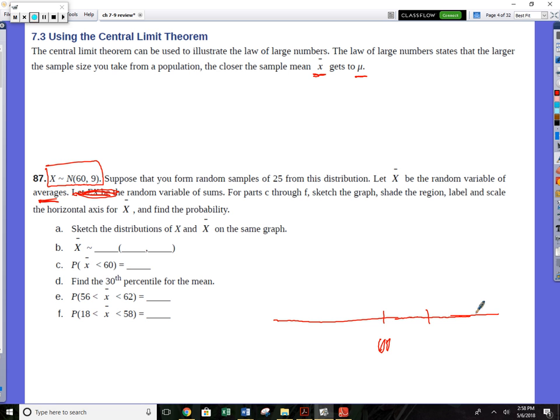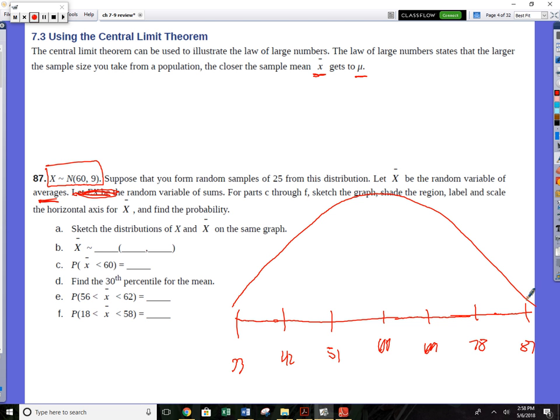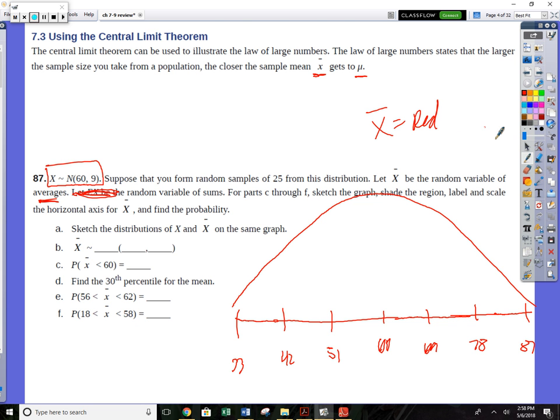So let's go 1, 2, 3. 1, 2. There we go. Okay, so we're going to call that 69, 78, 87. And this is going to be 51. 42, 33. Okay, so here we are. Something like that. So x bar is red. Now I'm going to change, no, x is red.